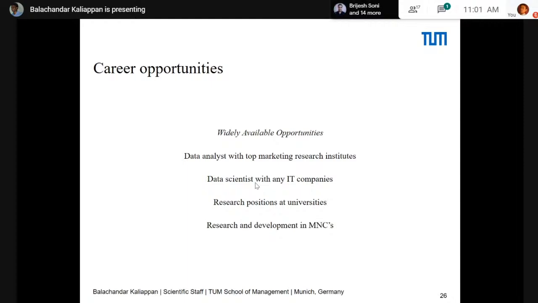Or you can work like me as a researcher at universities, and you can also get an opportunity like that. Or you can also join an IT company or any MNC in the research and development wing, with many other aspects.